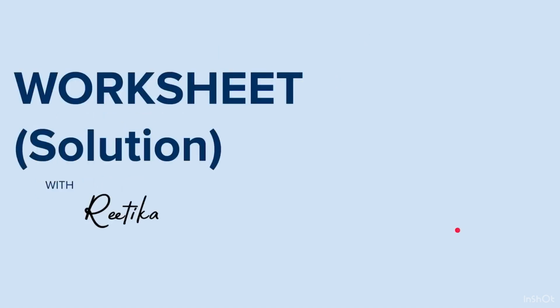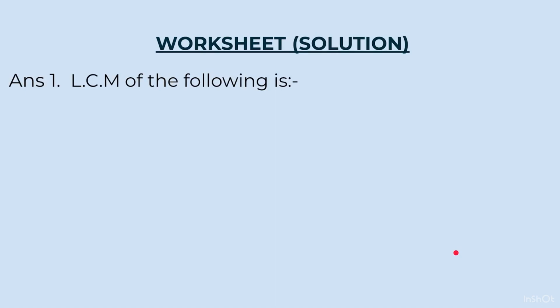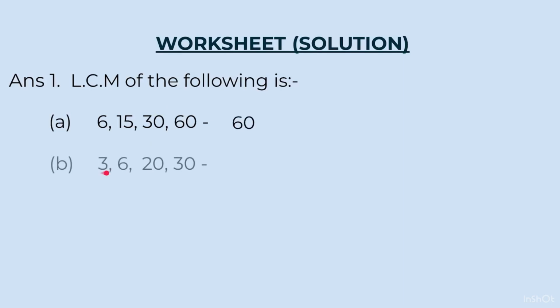Solutions to worksheet. First answer, LCM of the following. A part, 6, 15, 30 and 60. Now 60 is the greatest number and all the other 3 numbers are divisible by 60. So the LCM is 60. B part, 3, 6, 20 and 30. Now 3 and 6 are divisible by 30. We only have to now find the LCM for 20 and 30. So we'll see the multiples of 30. So the multiples of 30 will be 30, 60, 90. So 60 is the multiple which is common for 20 and 30. So here also the answer is 60.